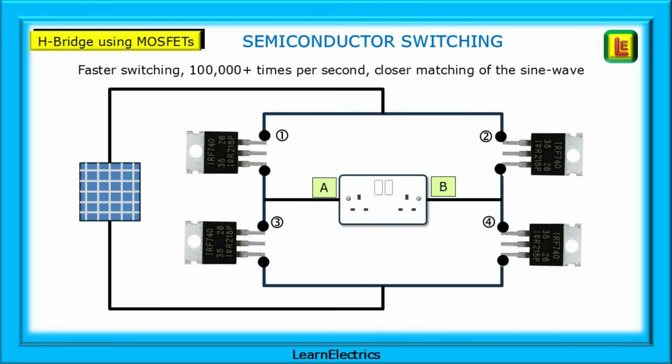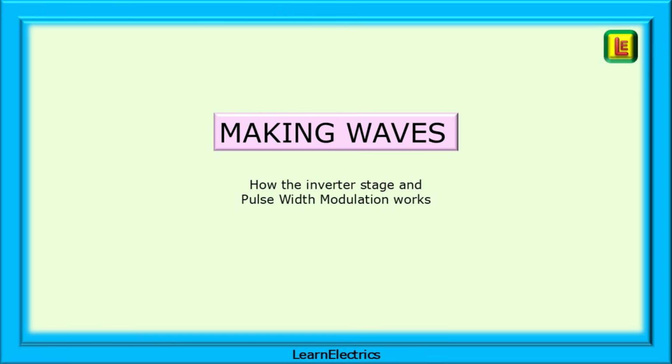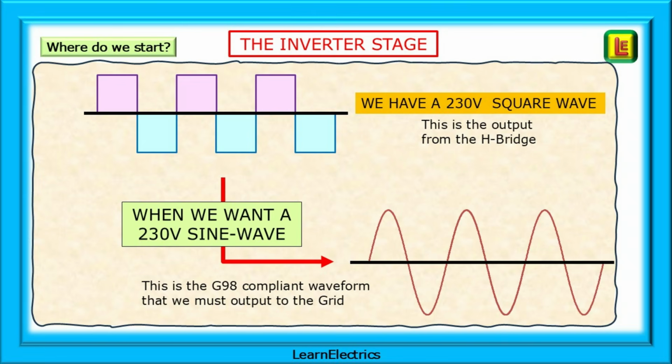We can look at that now. I've called this next bit making waves. It's about how the inverter stage and pulse width modulation work. Where do we start?